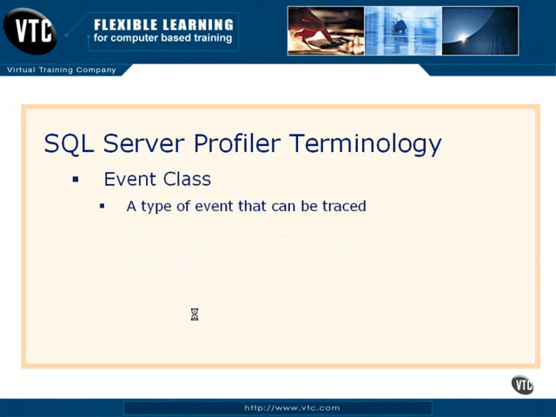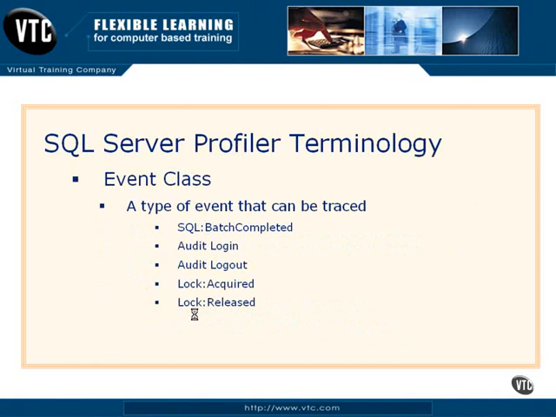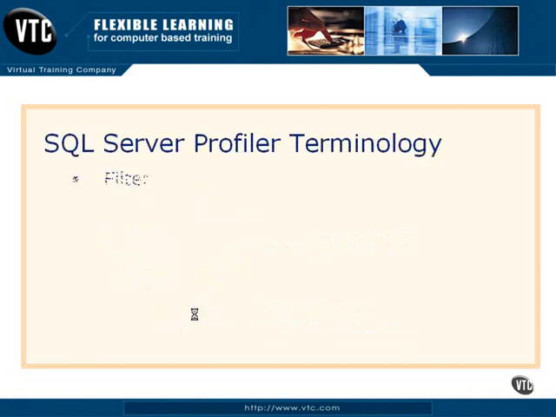Now, an event class is a type of event that can be traced, and this is the way that you'll see them inside the Profiler. For example, a batch completed, that's an event that we can look for: stored procedures or select statements, insert statements. If we want to audit the logins, that's where we get our login connections and so forth, logouts. When a lock was acquired, when a lock was released. So those are the event classes that we'll use to grab our information.